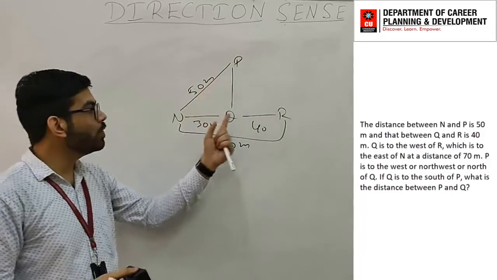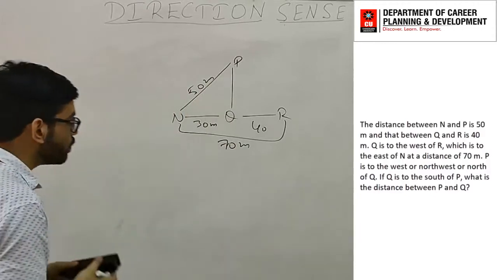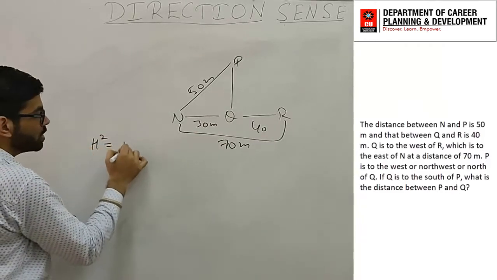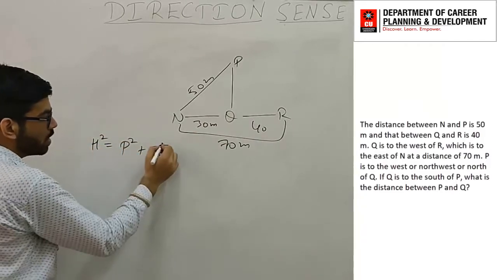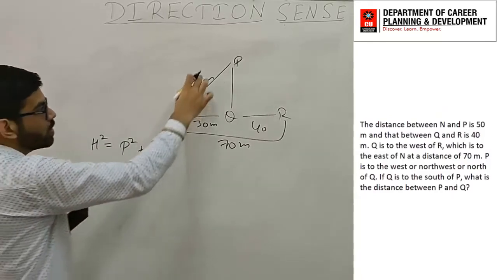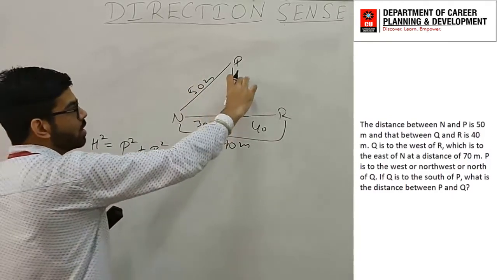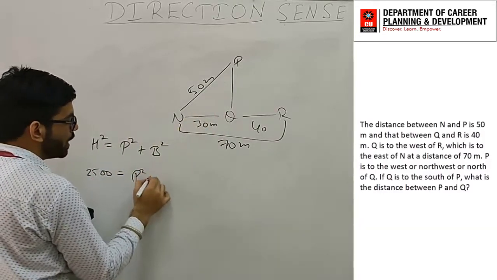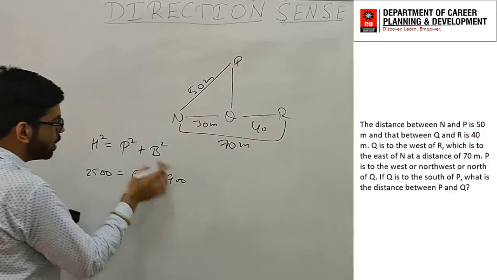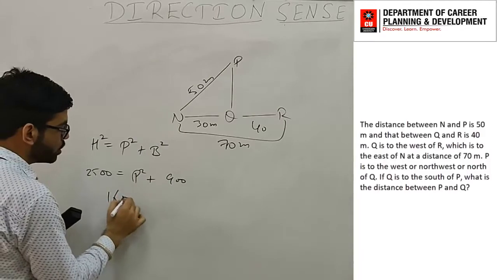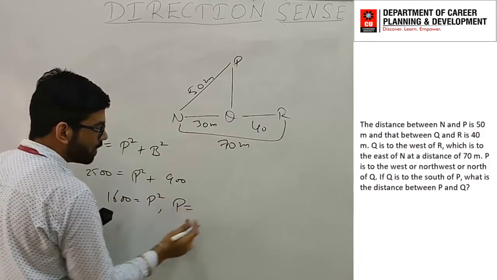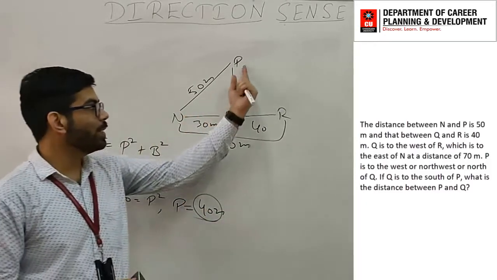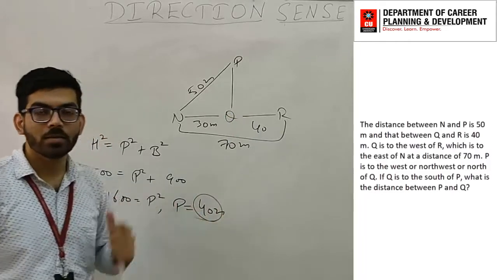So for P and Q we will apply the Pythagoras theorem. What does the Pythagoras theorem represent? It represents that hypotenuse square is equal to perpendicular square plus the base square. So from here, this one is your hypotenuse, this one is your base. You have to find the perpendicular. So hypotenuse square, that means 2500, is equal to perpendicular square, which you have to find, plus the base square, which is 900. So when you subtract, you get 1600, which is equal to P square. So the value of P comes out to be 40 meter. That means the distance between P and Q is your 40 meter.